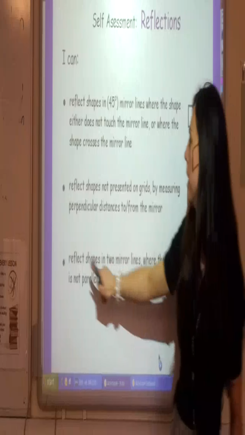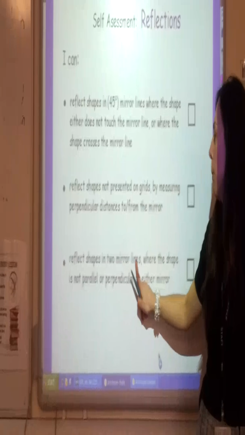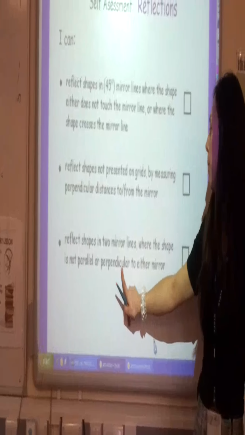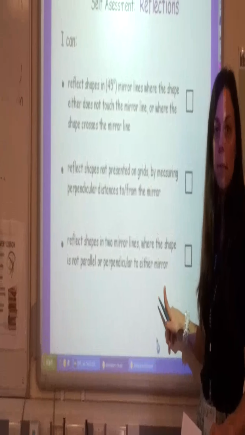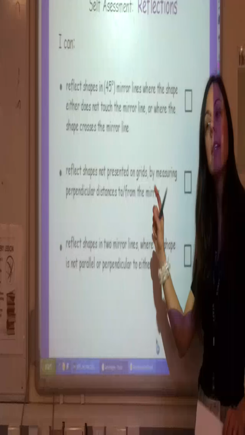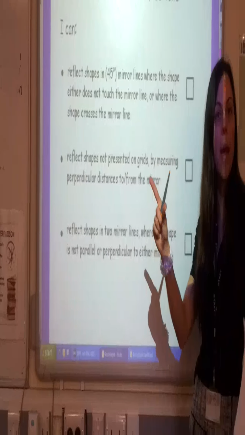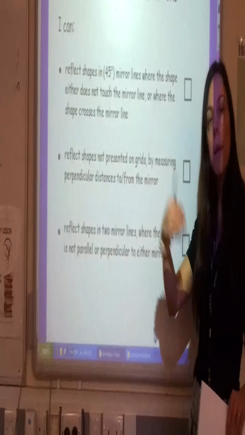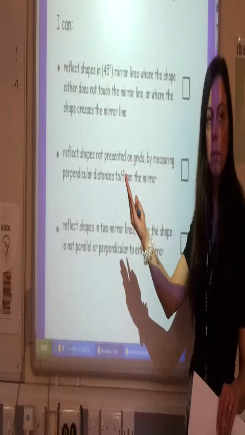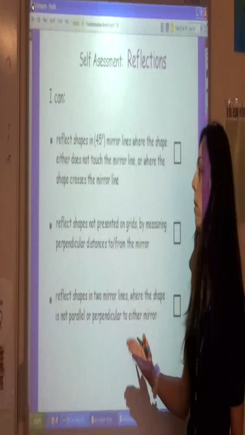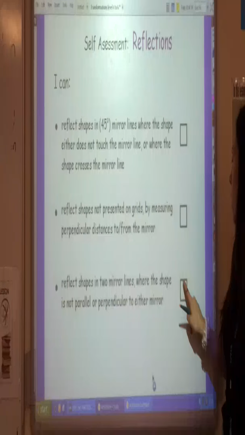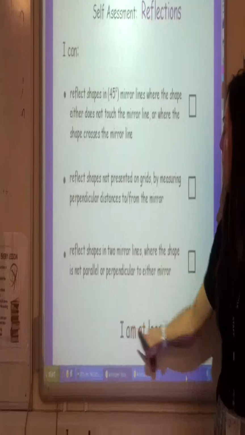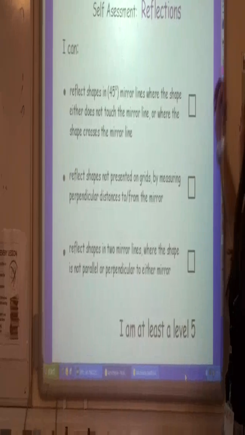And then finally, I can reflect shapes in two mirror lines where the shape is not parallel and is not perpendicular to either mirror line. In other words, the mirror lines and the shapes can be placed randomly on a page and you will still be able to reflect accurately. You may be able to do it in more than two mirror lines and have a look at what happens to the images. If we can do that, we tick. That means I'm at least a level 5.